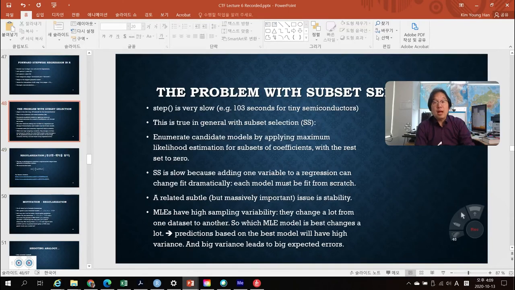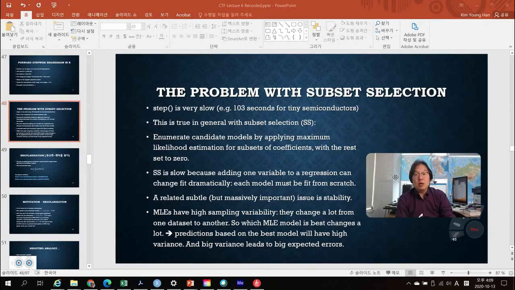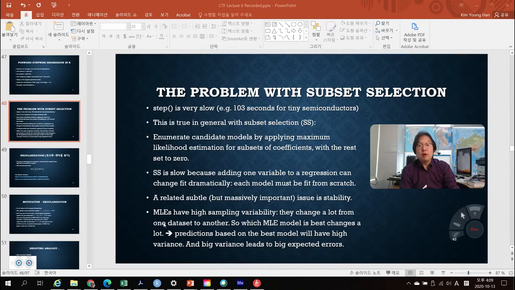Yeah, the problem with this, right? Stepwise forward regression is that it is very slow. And this is true in general with subset selections, which enumerate candidate models by applying maximum likelihood estimation for subsets of coefficients with the rest set to zero. Subset selection is slow because adding one variable to a regression can change fit dramatically. Each model must be fit from scratch.